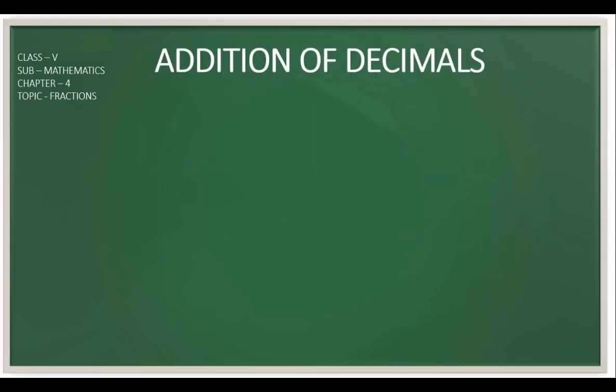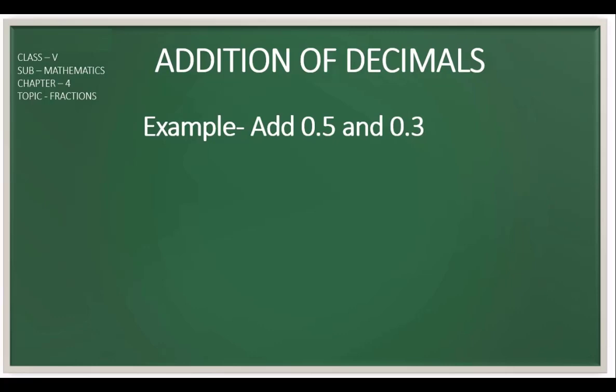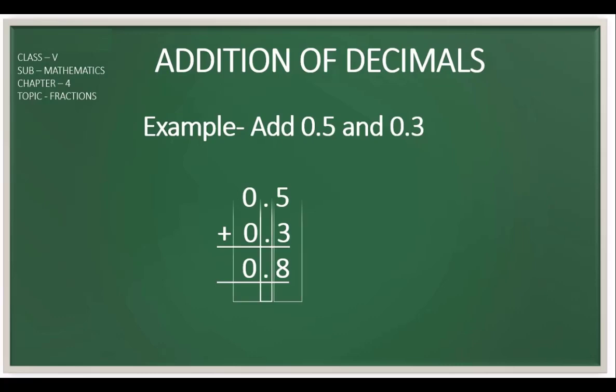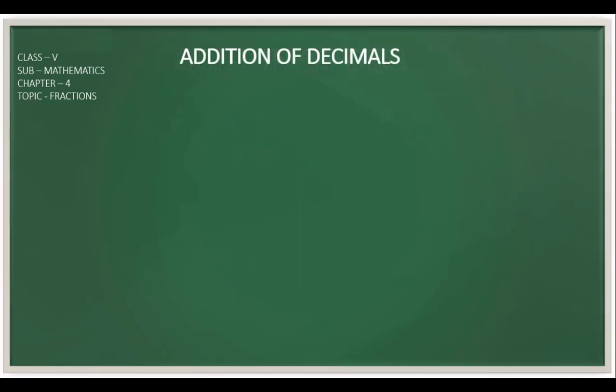Add 0.5 and 0.3. So, let's write 0.3 below 0.5. Now we have to add, so we will add just like we add the whole numbers. So 5 plus 3 will give us 8 and 0 plus 0 will give us 0. Then we should keep in mind the place of decimal which is lying in the same position. Therefore, now our answer will be 0.8.